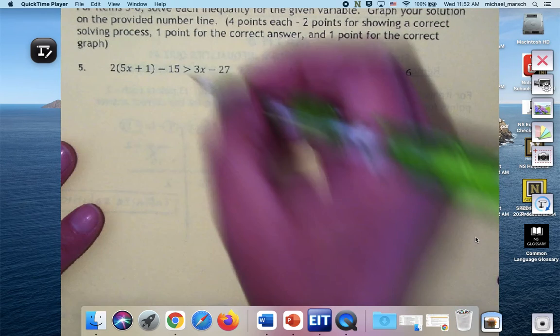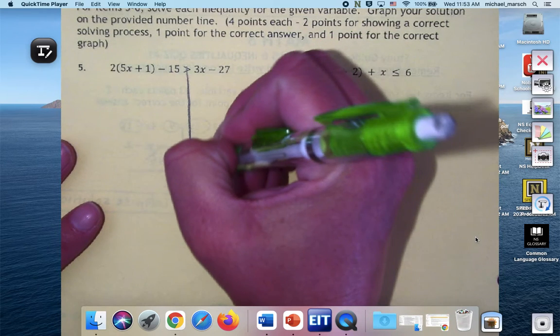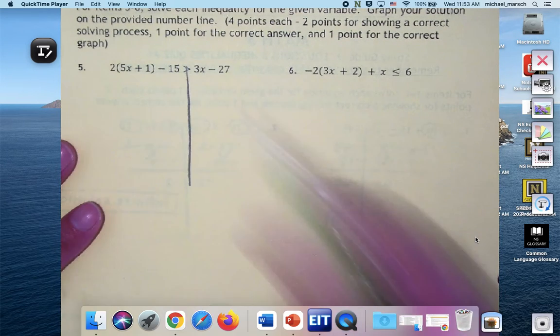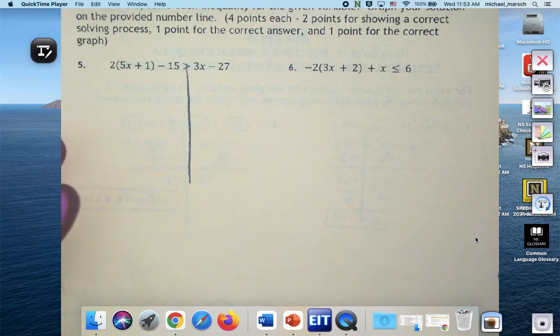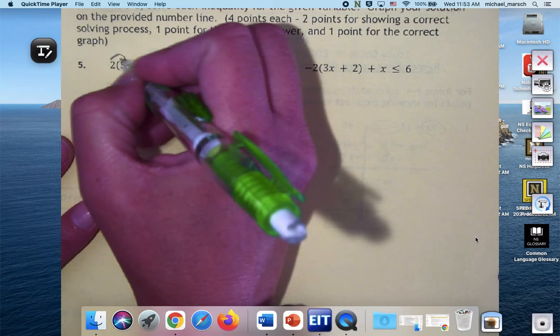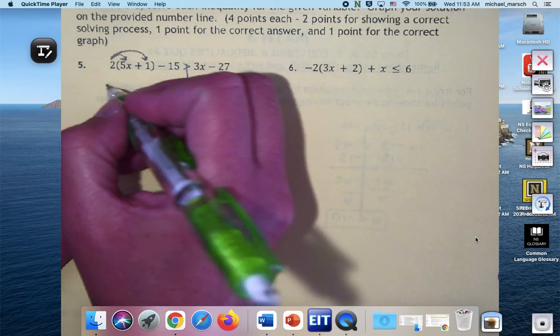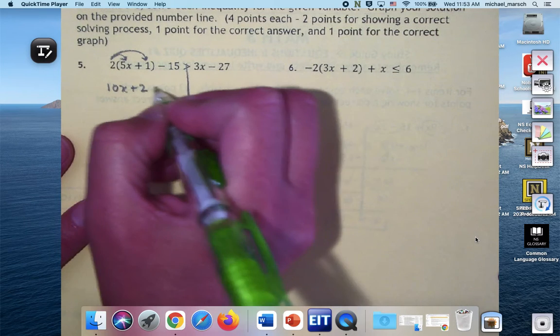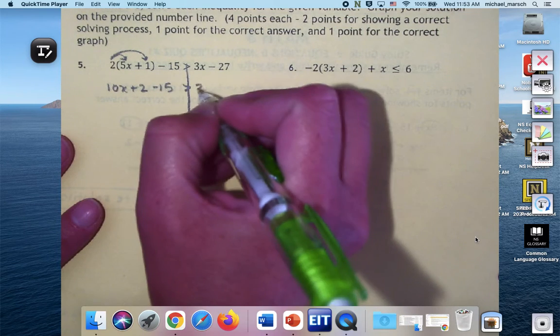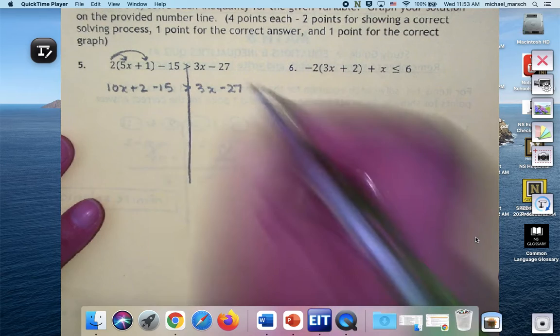Okay, so we have inequalities, which is the same as equations, except we have this little symbol here, and we have to graph. So maybe not the same, but pretty close. Do I have to distribute here? Sure do. So I'm going to get 10x plus 2 minus 15 is greater than 3x minus 27.